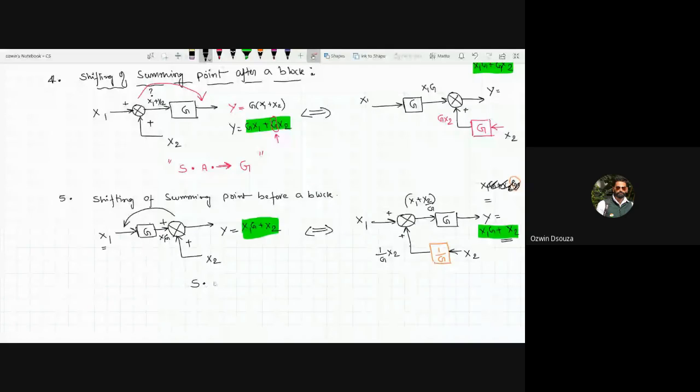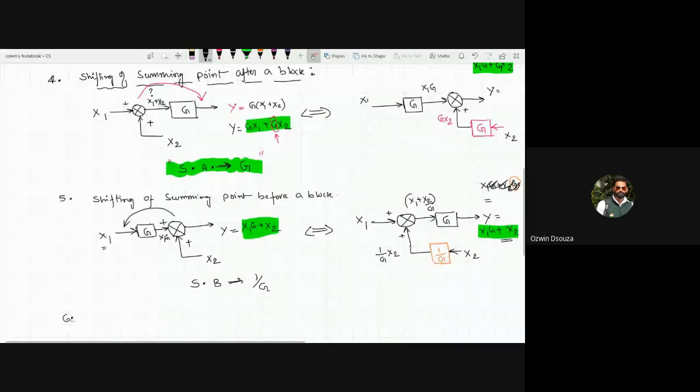Before a block, it is sage. Okay, so summing point after block is G. Summing point before block is 1 by G. Okay, so this way you can probably memorize. So it is sage, if you remember, that's more than enough.